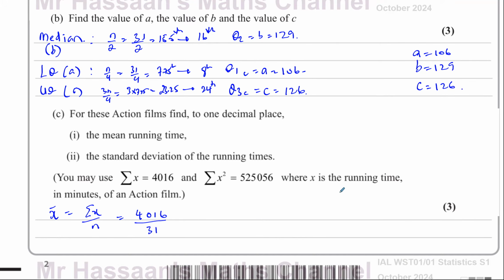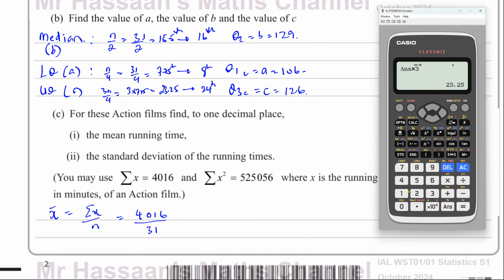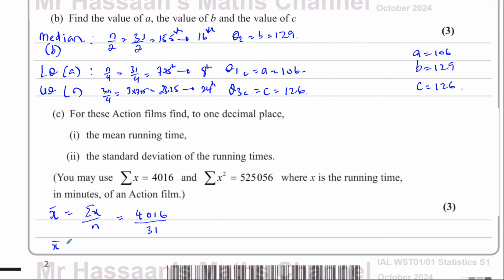Okay, so they gave us the information we need for that. So you have 4016 over 31, 31 entries. That gives us 129.54. So the mean is 129.54. They want one decimal place, so 129.5. That's the mean running time.